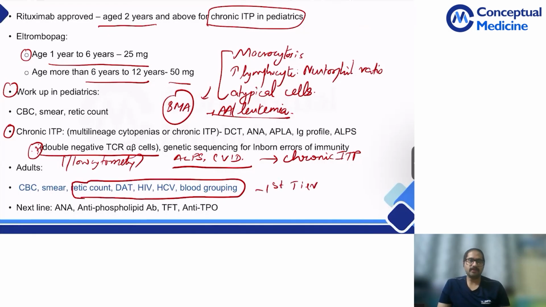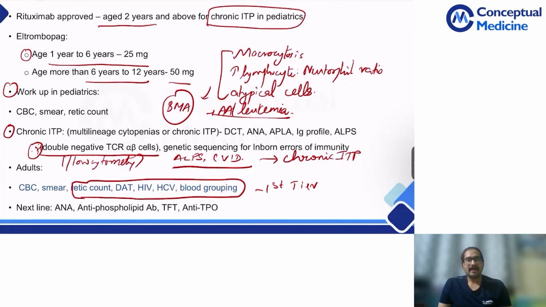Please remember this: peripheral smear, hemogram, reticulocyte count, direct Coombs test, HIV, HCV. Direct Coombs test and retic count are important because we need to rule out concomitant Evans syndrome, because adults predominantly present with secondary causes of ITP. So always we have to rule out Evans syndrome as a presenting feature of ITP.